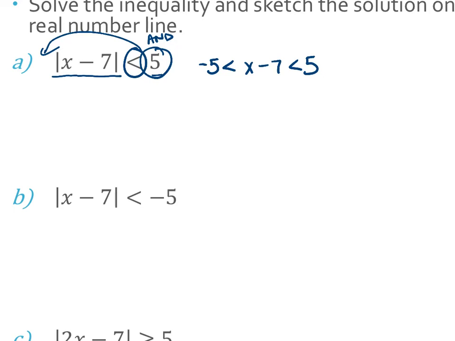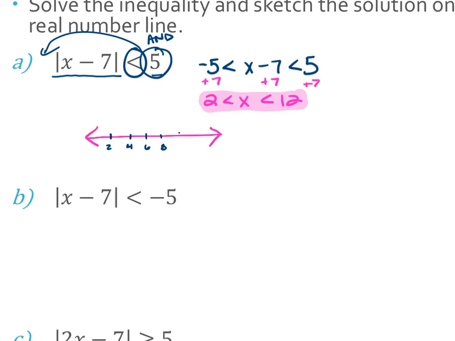Now we just made this an and statement because the x is in the middle. It's bigger than the left, but smaller than the right. So then I just want to add the 7 to both parts. And I get 2 is less than x, which is less than 12. There's my solution. There's my inequality statement. Now I need to graph it. So 2, I'm going to go by 2, 4, 6, 8, 10, 12. Parentheses on the 2, parentheses on the 12, shaded in between.